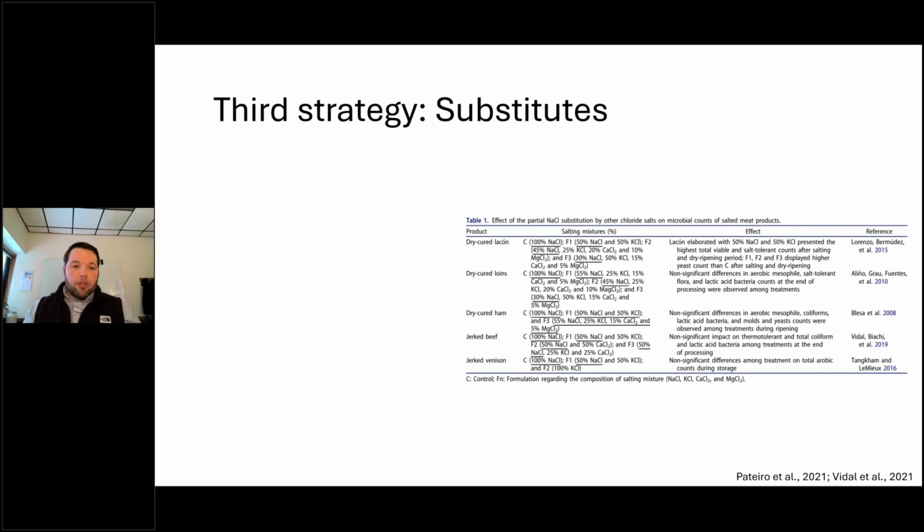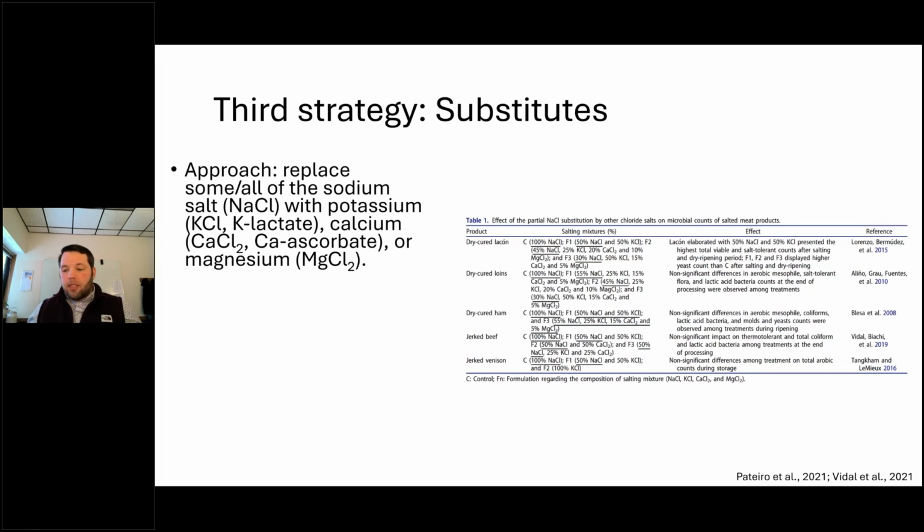The third strategy was alluded to by Dr. Glass, and that's utilizing substitutes. In this case, we're replacing some or all of the sodium salt with potassium salt, potassium chloride, potassium lactate, calcium, or magnesium. Now, again, we need to substitute the potassium chloride on a molar basis, but we have seen some efficacy when it comes to utilizing calcium and magnesium, especially for color maintenance in the product, as well as maintaining some of those other textural properties.